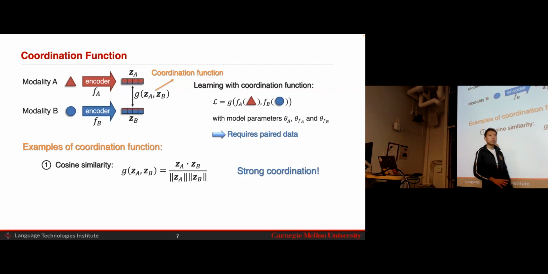I'm sure all of you have seen examples of cosine similarity, but that is one of the classic examples of coordinating representations: learning an image embedding and a text embedding for paired data, for example images and captions, and coordinating them by making sure they have high cosine similarity between your representations. That is an example of strong coordination, right? You're making sure that every dimension is coordinated. They're very, very similar in all the dimensions.